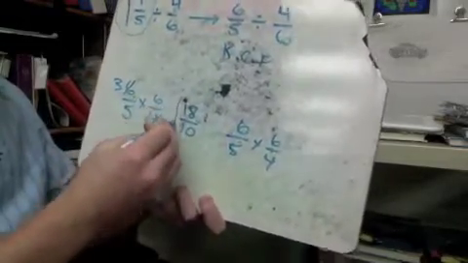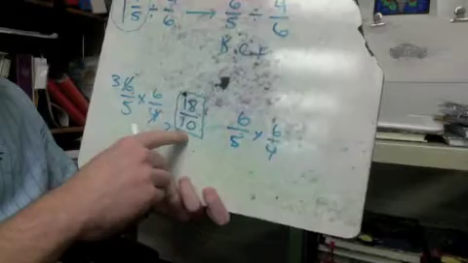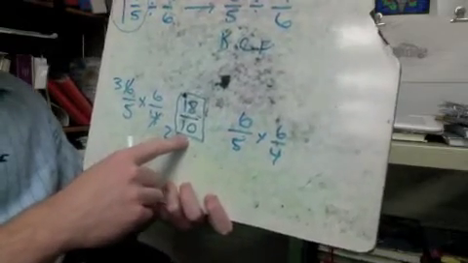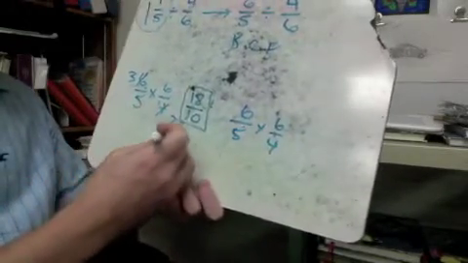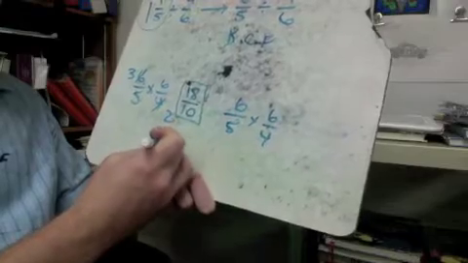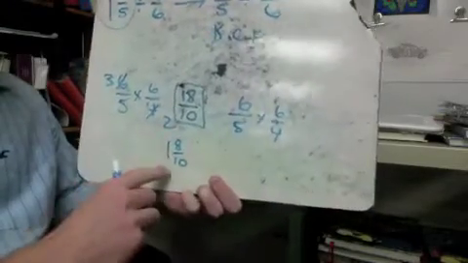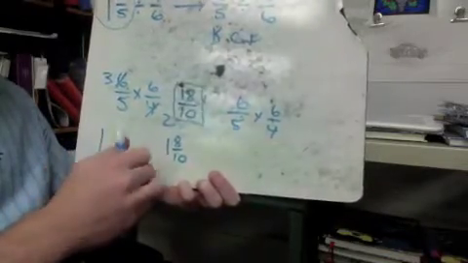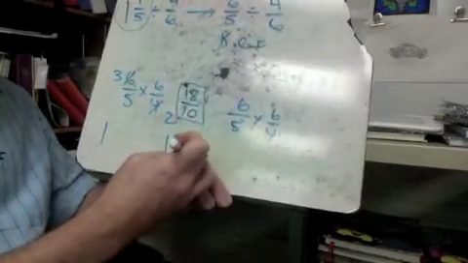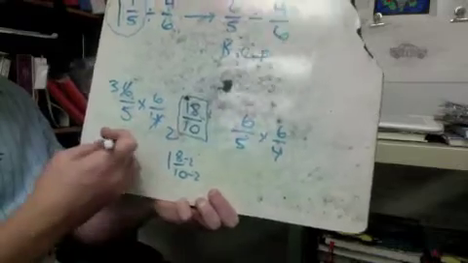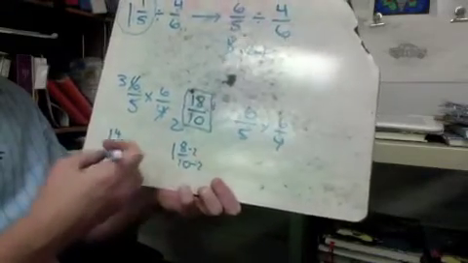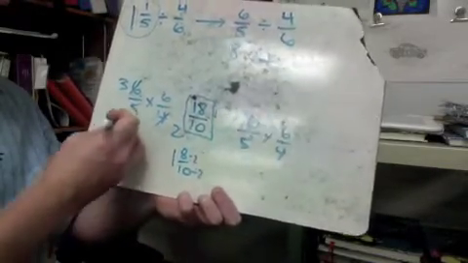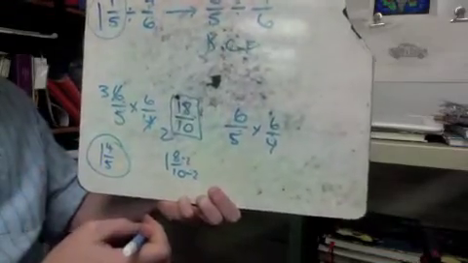Alright, we got to do some more with this here. This is an improper fraction. Let's change it back to a mixed number. 10 goes into 18 once, and there would be 8 left over. I can reduce the 8/10, and I can divide both of those by 2. 8 divided by 2 is 4. 10 divided by 2 is 5. My answer is 1 4/5.